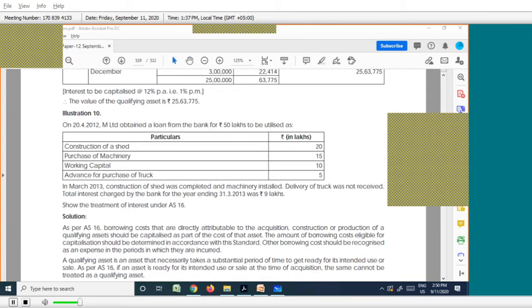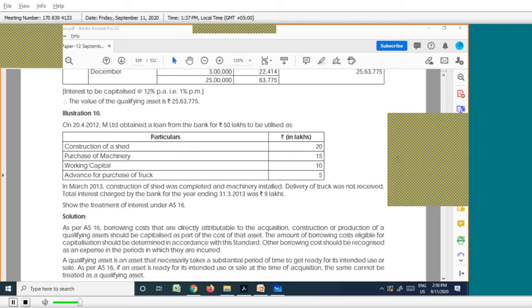the asset is constructed or not constructed? Construction of shed, yes or no? Constructed means yes, not constructed means no. Message me, you can type yes or no. Up to March, whether it is constructed or not constructed, the building is constructed or not constructed? Up to March, it is not constructed.